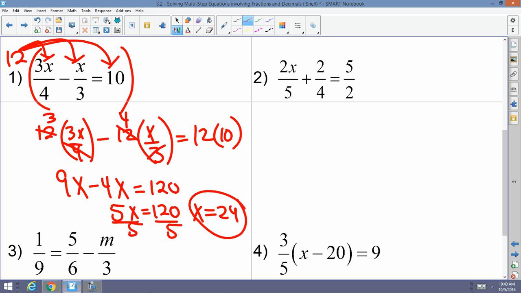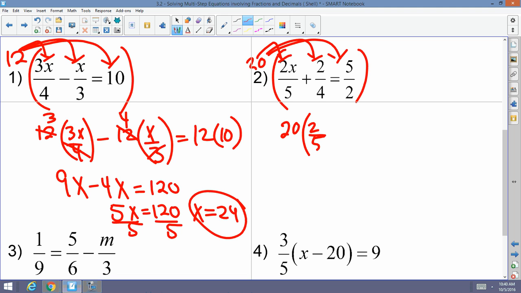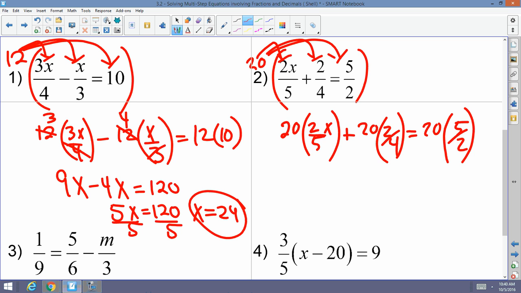2x over 5 plus 2 fourths equals 5 halves. You could subtract 2 fourths from both sides, find the common denominator, and go from there. Or you could say, all right, let's get rid of these denominators. What's the common denominator between 5, 4, and 2? 20. So I am literally going to multiply 20 to everything. So this is 20 times 2/5 x plus 20 times 2 fourths equals 20 times 5 halves.